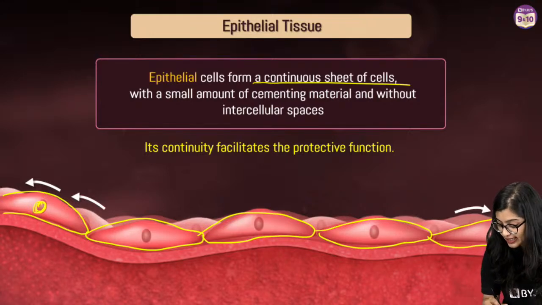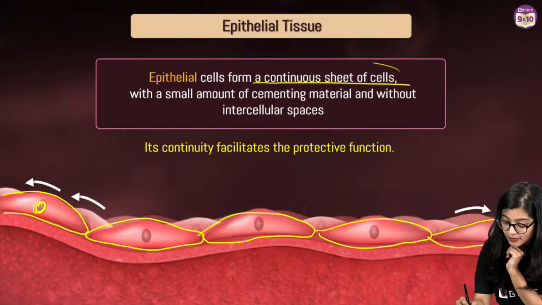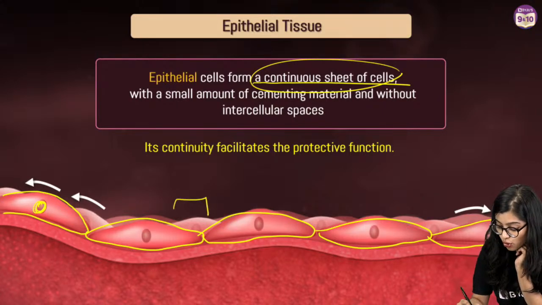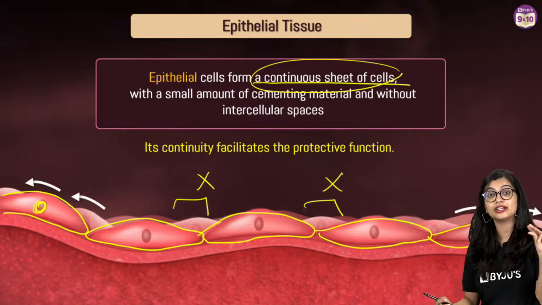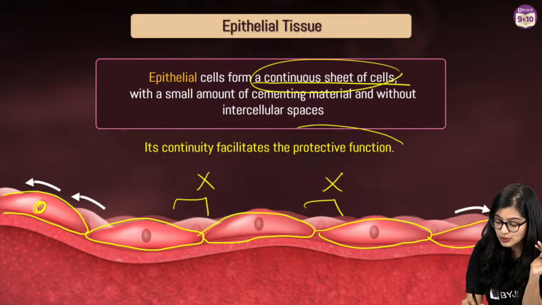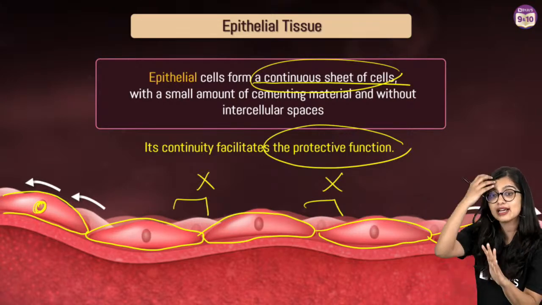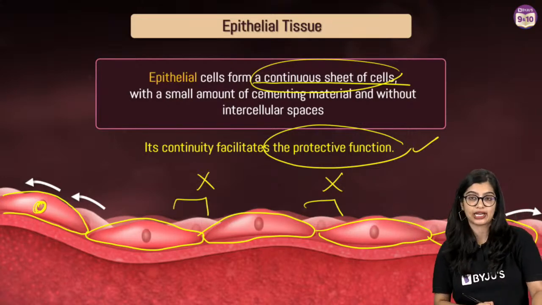First and foremost, we see that they are a continuous sheet. They are arranged one after the other, and there is no space present between them. So it is a continuous sheet which has no intercellular spaces. And one of the main functions of epithelial tissue is to provide protection.